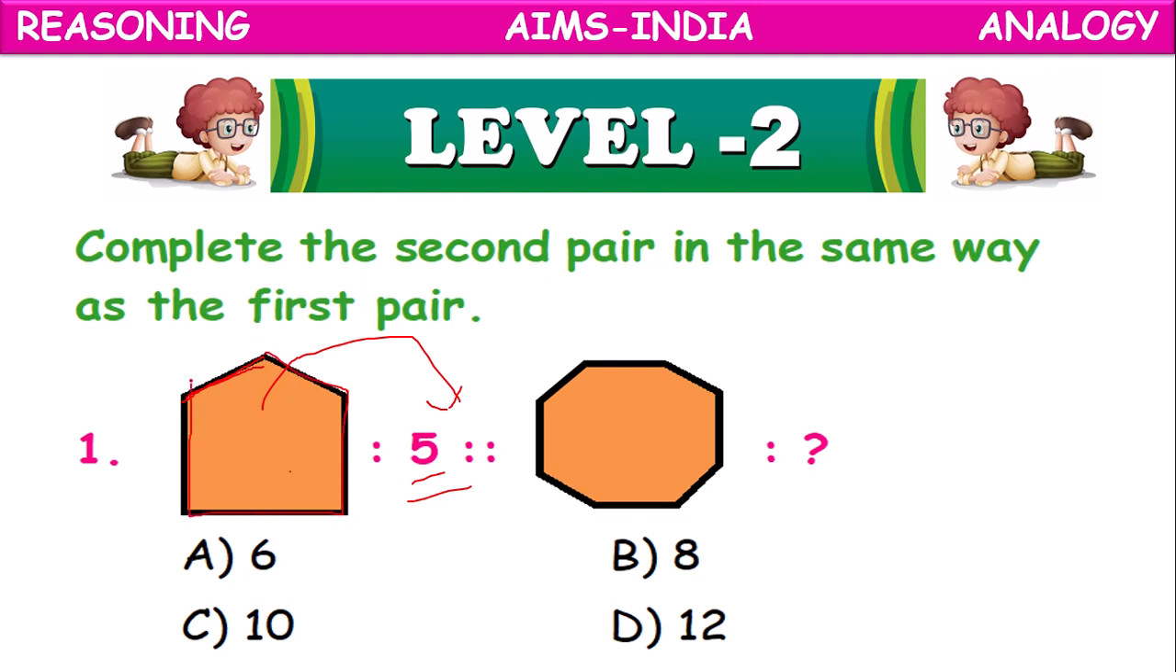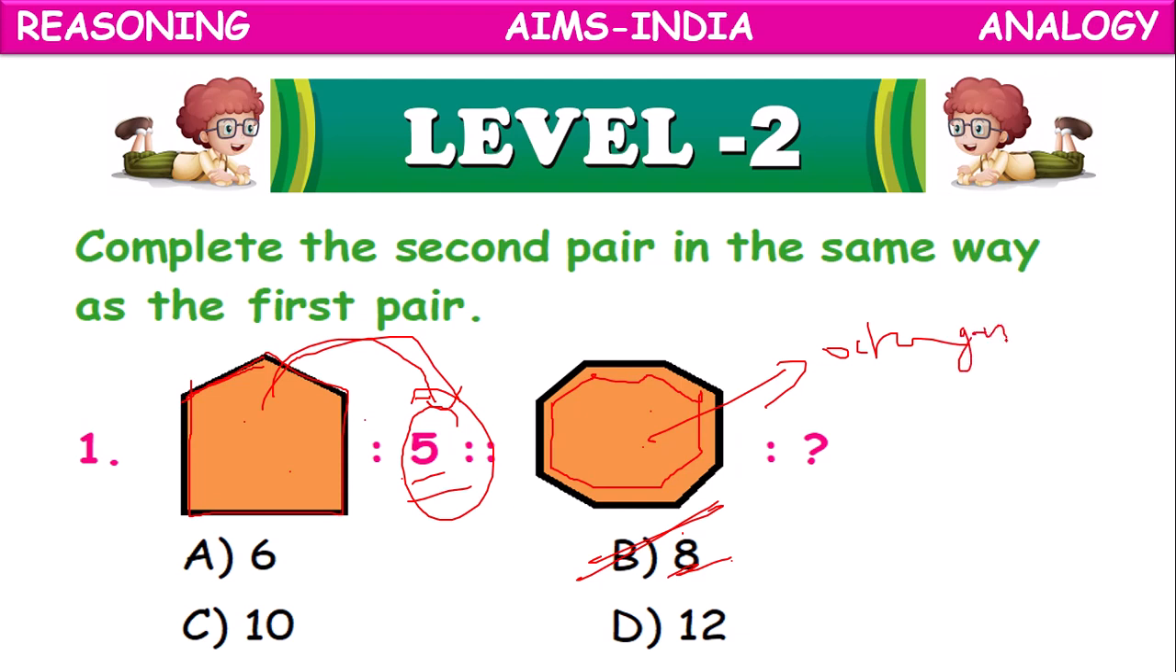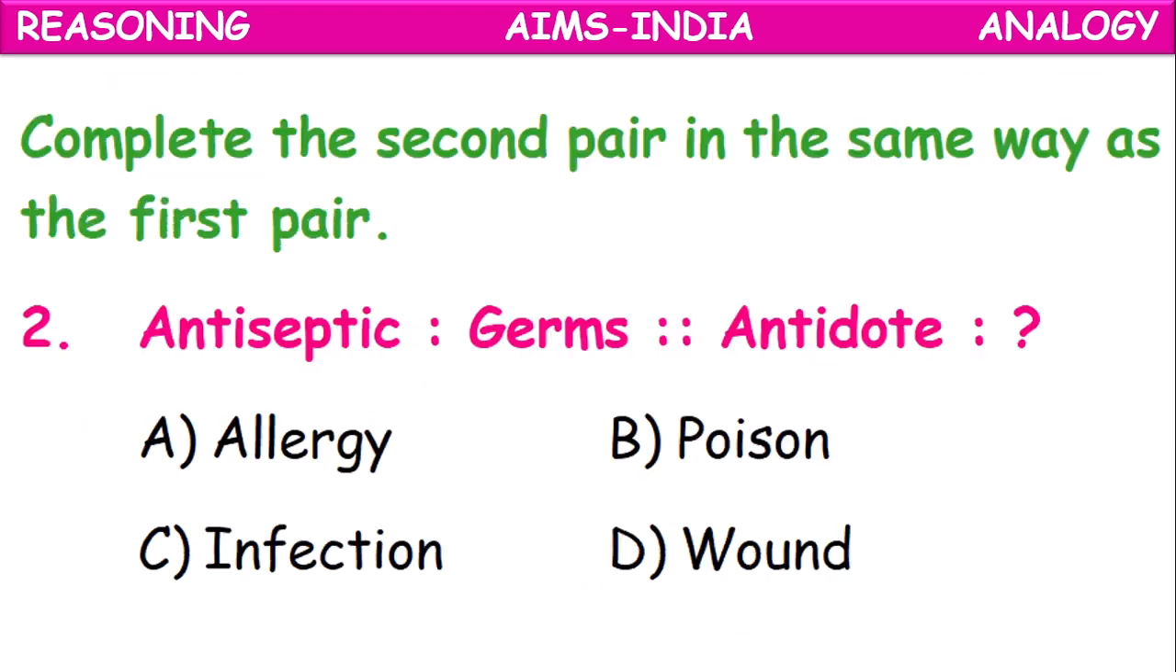So level 2 question 7. This figure is related to 5. So why this figure is related to 5? Because it is having 1, 2, 3, 4, 5 sides. It is having 5 sides. So then what about this figure? 1, 2, 3, 4, 5, 6, 7, 8. This figure is having 8 sides. So option B is correct. So this is an example of pentagon, the figure having 5 sides. This is example of octagon, the figure having 8 sides. Octagon.